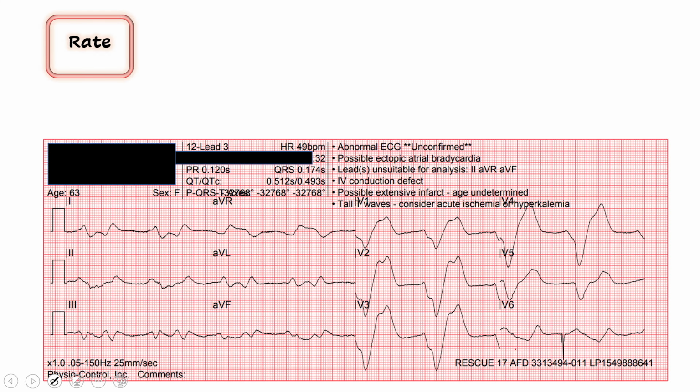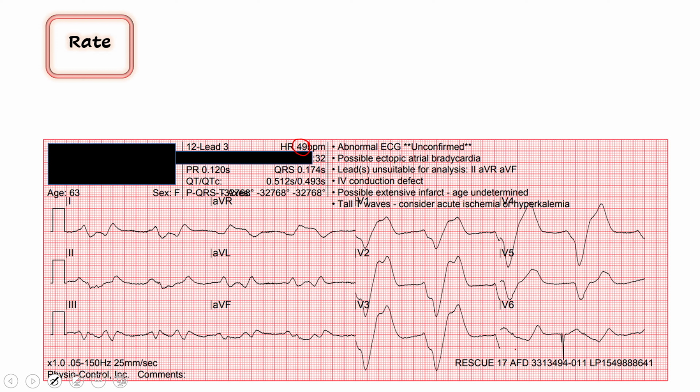So this is the EKG that we get, and we start the same way just like we do every time. We start with the rate. And just looking at this, it looks slow, and this one's going to be a little bit hard to determine because I don't really know where the P waves are, but we'll start. Computer's telling me it's 49. To the general glimpse, it also looks like it's slow.